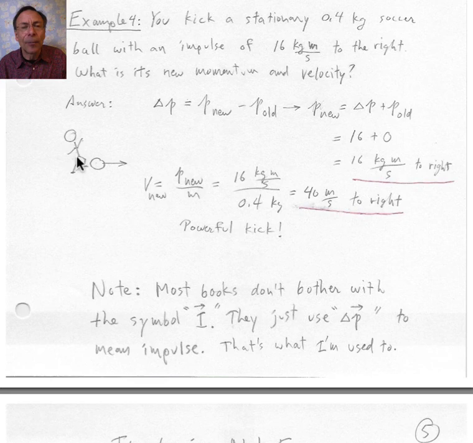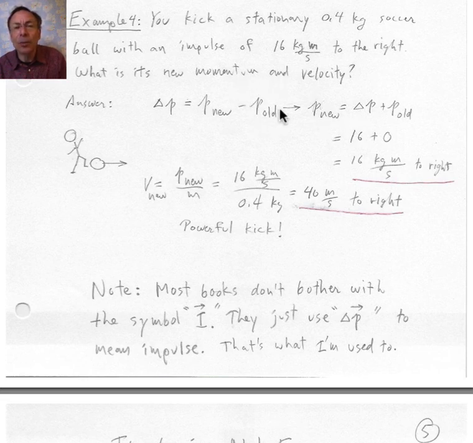Now, we're going to get into the details of how the impulse happens, but for now, let's just say the ball is given an impulse of 16. What will be its new momentum and velocity? So start with the definition of change in momentum, delta P, impulse. A change is the new minus the old. We are going to solve for the new, right? It's asking what's the new momentum? And so we solve for that.